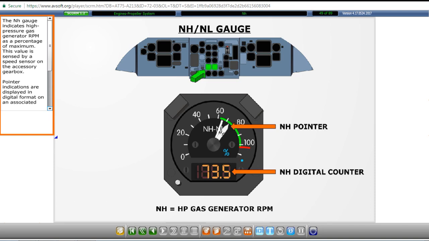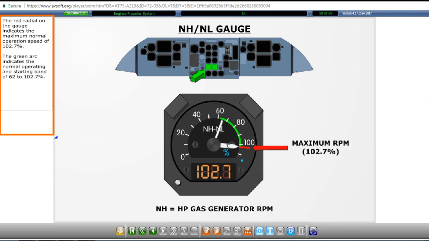The NH gauge indicates high-pressure gas generator RPM as a percentage of maximum. This value is sensed by a speed sensor on the accessory gearbox. Pointer indications are displayed in digital format on an associated display. The range markers on the gauge are marked red and green.